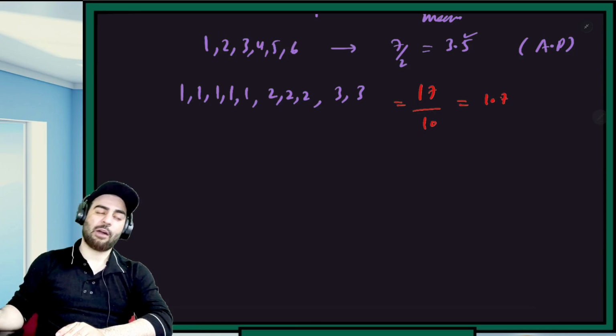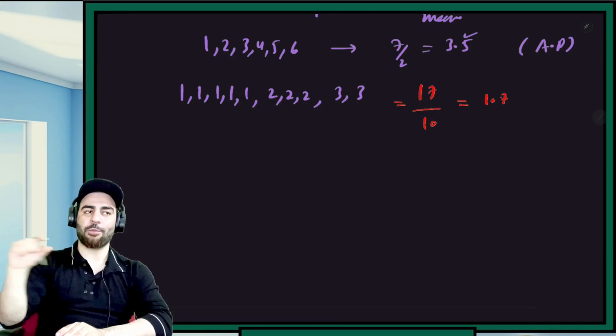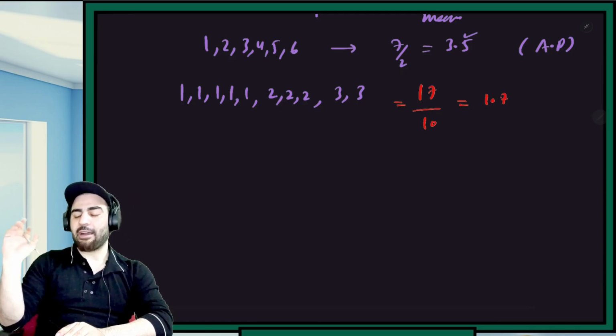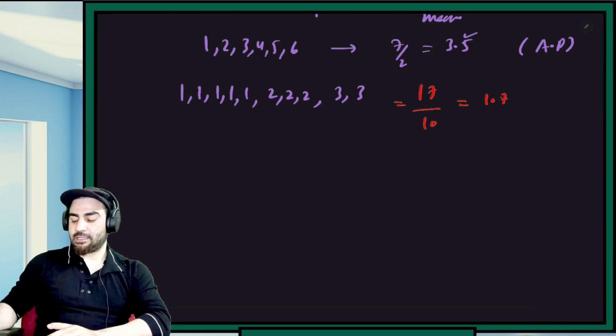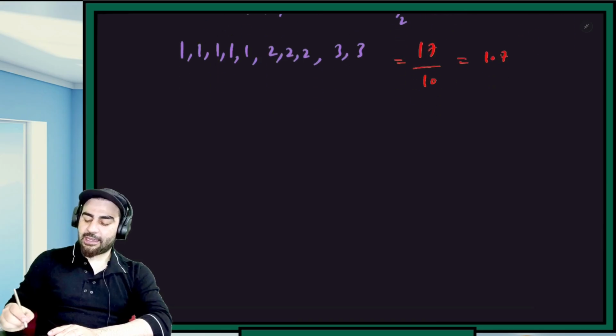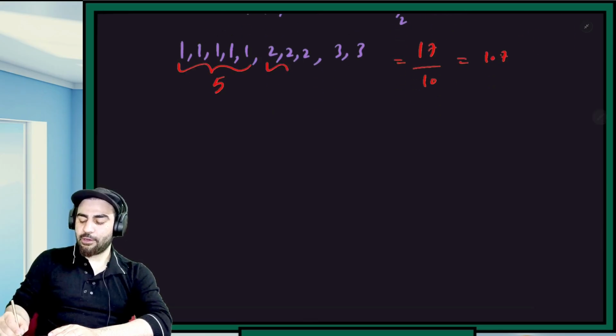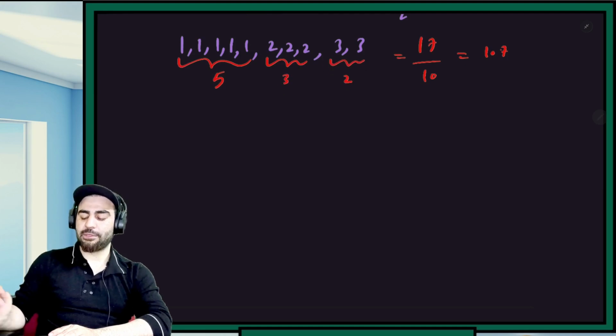This is average. This is how I can compute average. I added all these observations. Then I divided it by the total number of observations. So this is 17 by 10, that is 1.7. So now what I can do is, if I club these things into groups, because I have 5 ones, I have 3 twos, I have 2 threes, if I now club these things together, I can say something of this sort.